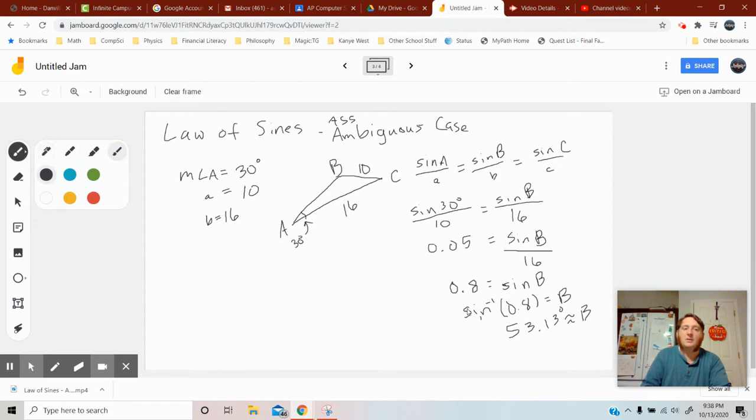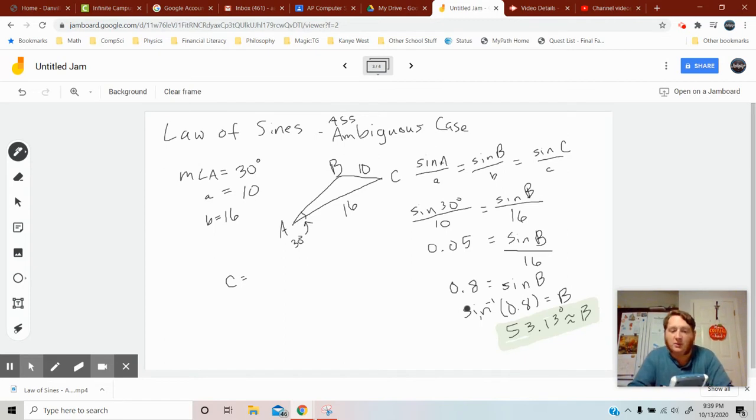Because we have figured out that B is 53.13 degrees, we can use that to find angle C. We know the triangle is 180 degrees, so it would be 180 degrees, subtract the 30, subtract the 53.13. 180 subtract 83.13 is 96.87 degrees. And technically this is still an approximation because we approximated angle B.